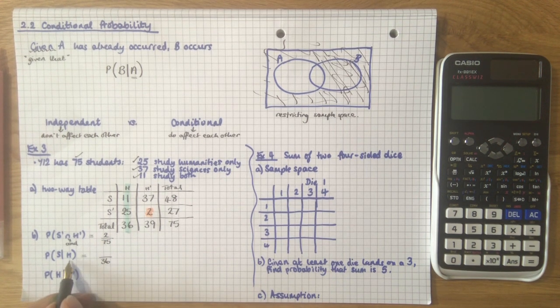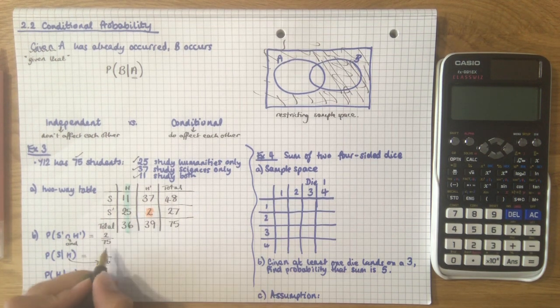So we've restricted our sample space to these 36. Now within those 36, what's the probability that somebody studies science? Well, there are 11 students who study science, so that's our answer.